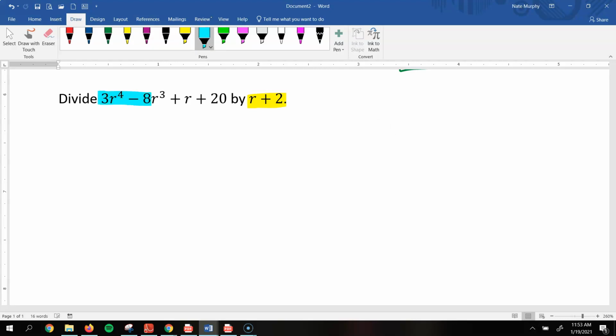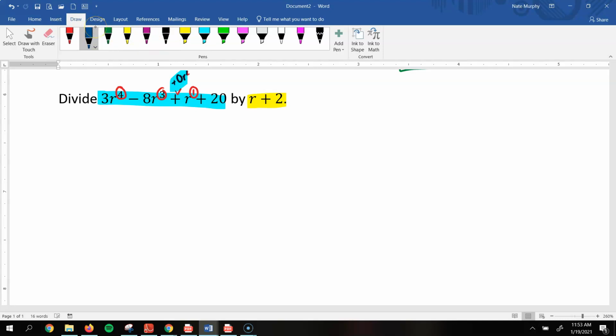Let's look at our dividend though. We have our exponents. My degree is 4. So we have 4, 3, 1, none. We're missing a square. So that means we have to put in here a 0r squared. That's really important. If we're ever missing a term, we need to make sure that every term is represented. So if we're missing a term, we need to put a 0 in there to hold that position.